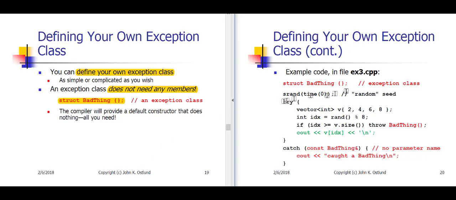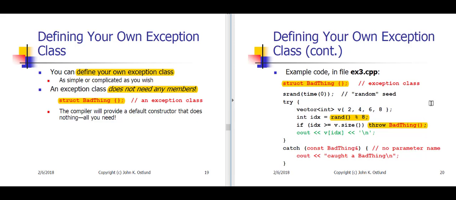And over here on slide 20, we have an illustration of how we might use this bad thing exception class. We've defined the class in our code above the place where we want to use the class. And here in this try block, we're once again selecting a random index between 0 and 7. So half the time our index is going to be outside the bounds of this vector. And if we discover that the index is bogus, we can say throw a bad thing.